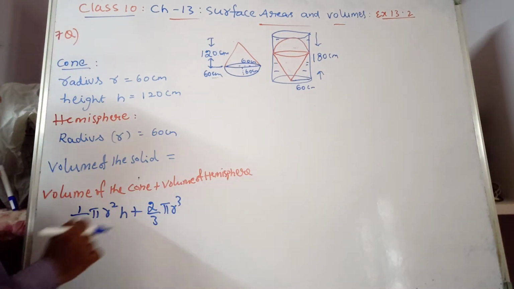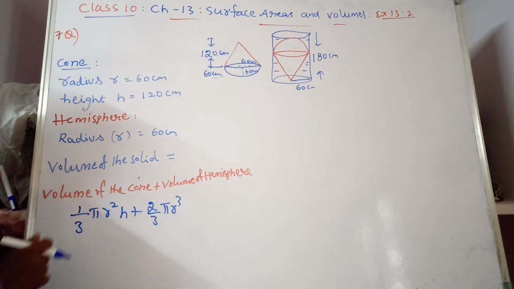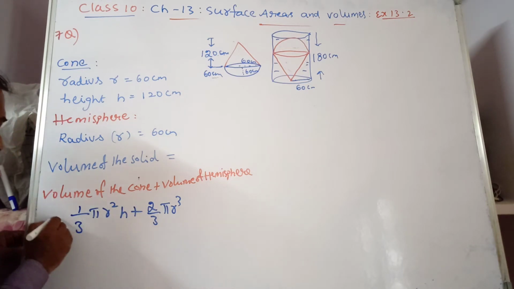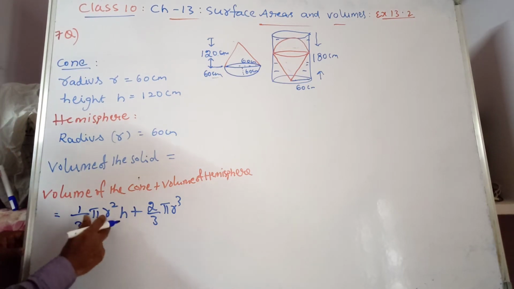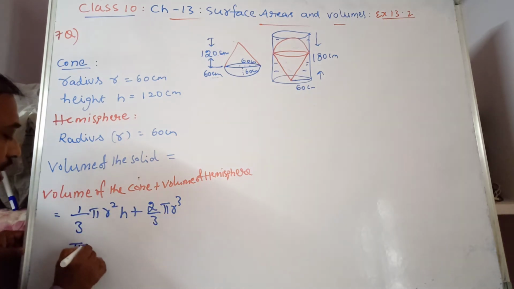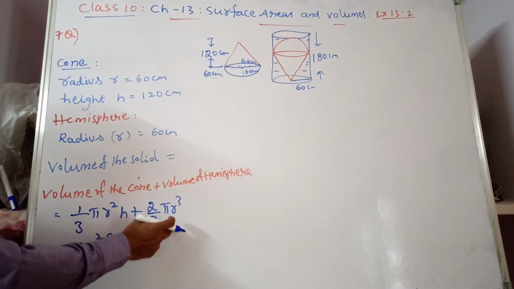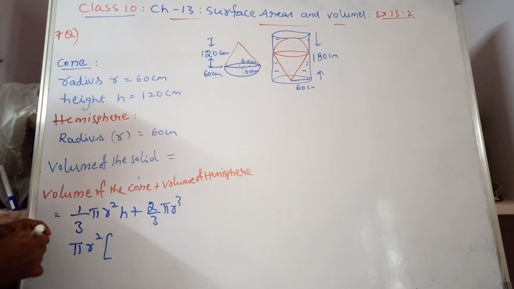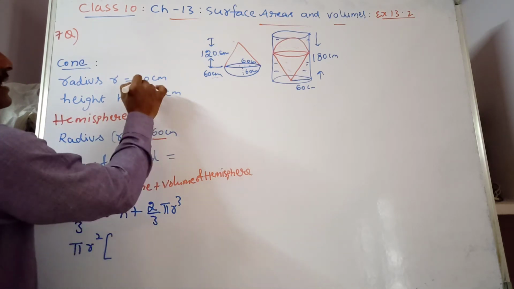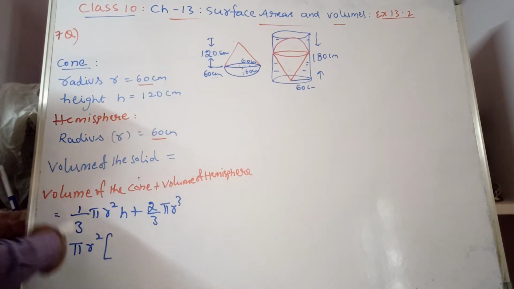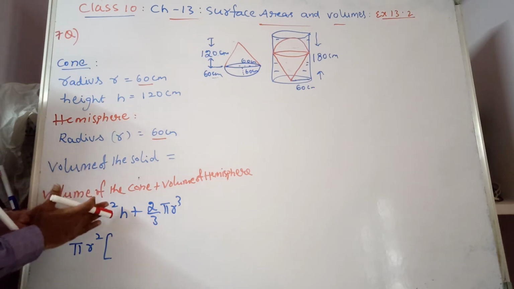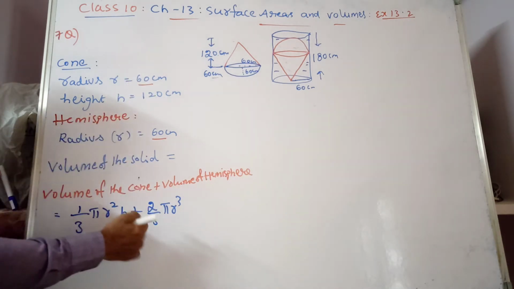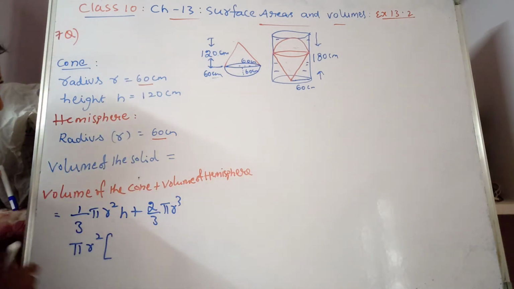Volume of the hemisphere is 2 by 3 pi r cube and this is 1 by 3 pi r square h. So we take the pi value out common, and the radius is also common, so r square we are taking. As the radii are the same, the radius of hemisphere and radius of cone both being same, that's why we are taking directly common. If they are different, then you need to calculate the values separately. As the radii are the same, we are taking it out common. That you have to keep in mind.